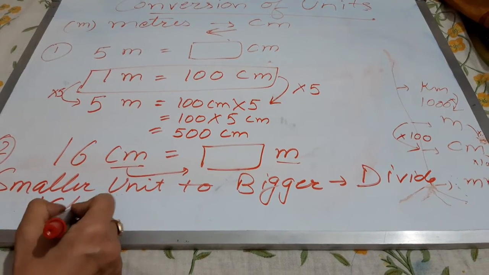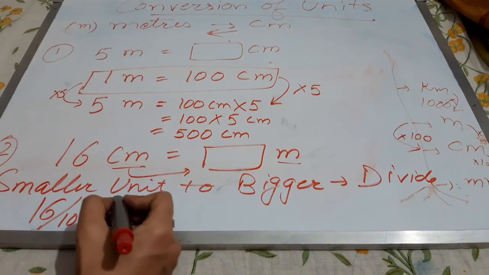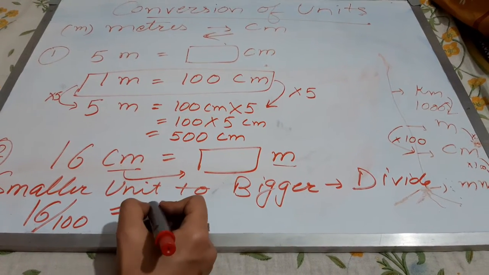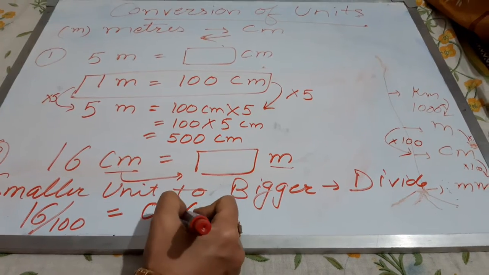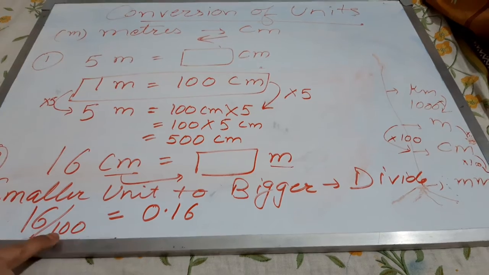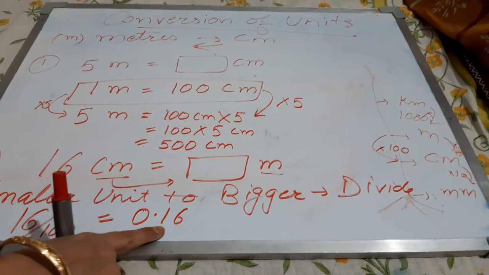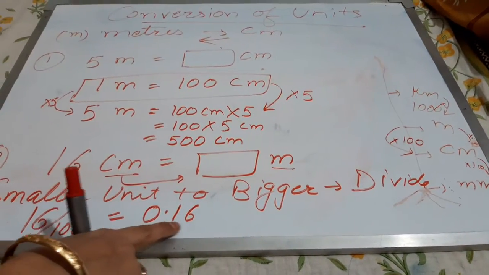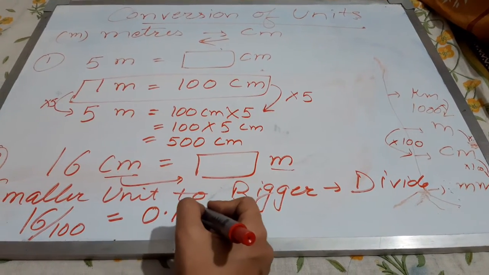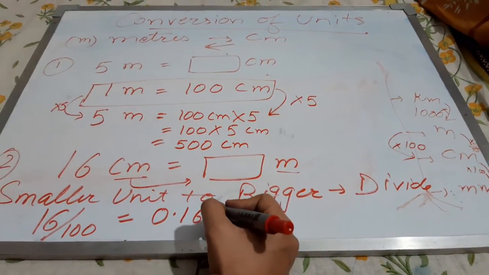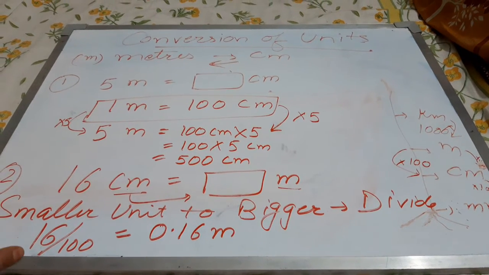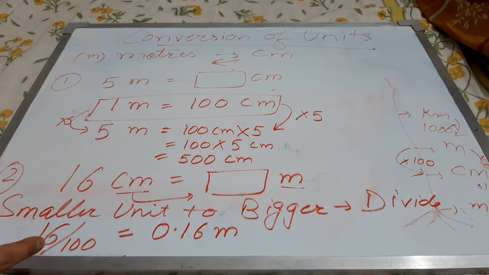16 divided by 100 can always be written as a fraction, so 16/100, and in decimal it can be written as 0.16. As you go to the higher classes, I'll tell you how to convert a fraction into a decimal and how to read this decimal. This is 16/100th, it is at the 100th place. So 0.16 meters. I hope you have understood both the methods. Now you may solve a few more questions. Thank you.